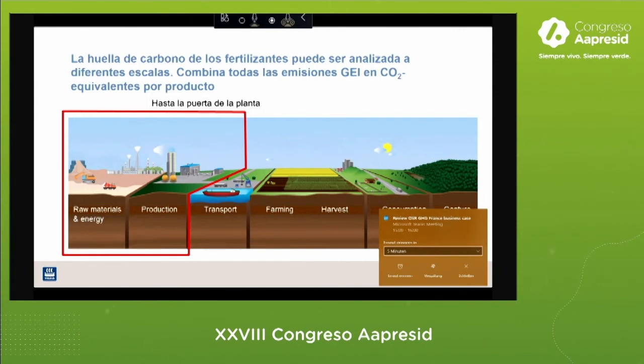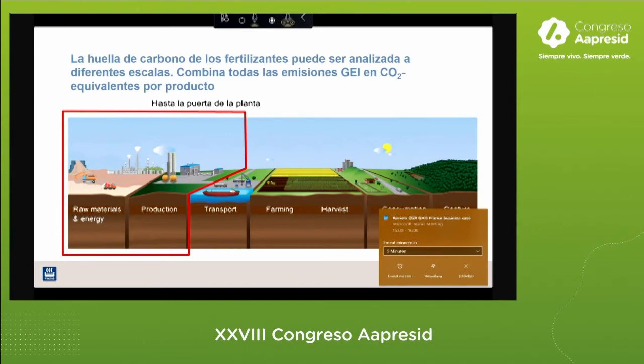So what do we do in a fertilizer company as YARA to measure and to address this issue of greenhouse gas emissions? Of course, we calculate the carbon footprint, the greenhouse gas emissions for our products. So that's the first thing we do.